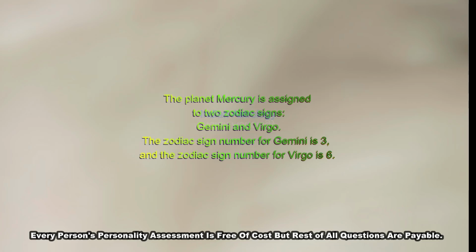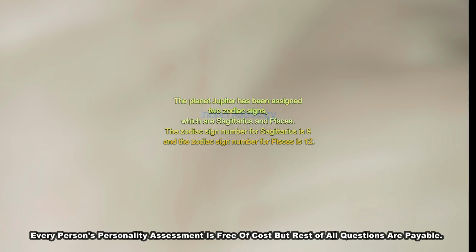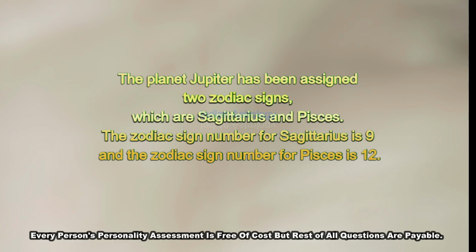The planet Mercury is assigned to 2 zodiac signs, Gemini and Virgo. The zodiac sign number for Gemini is 3, and the zodiac sign number for Virgo is 6. The planet Jupiter has been assigned 2 zodiac signs, which are Sagittarius and Pisces. The zodiac sign number for Sagittarius is 9 and the zodiac sign number for Pisces is 12.